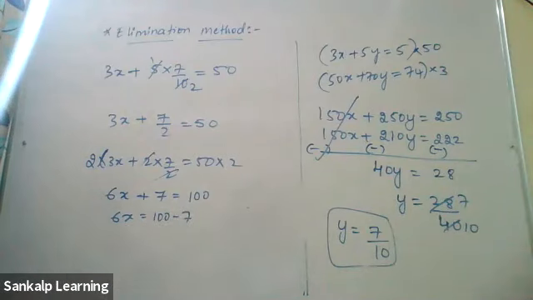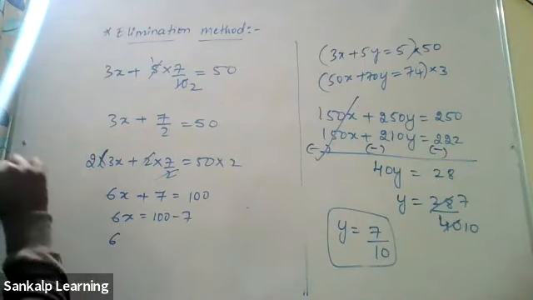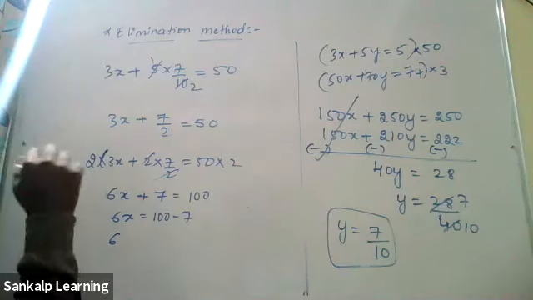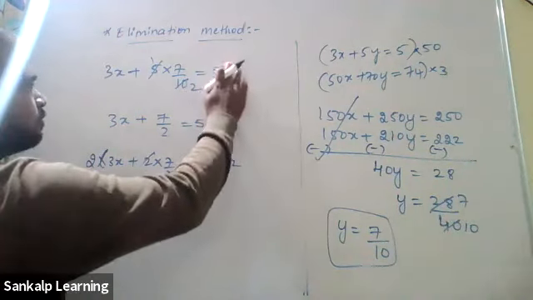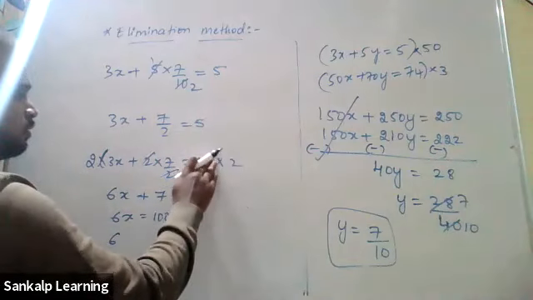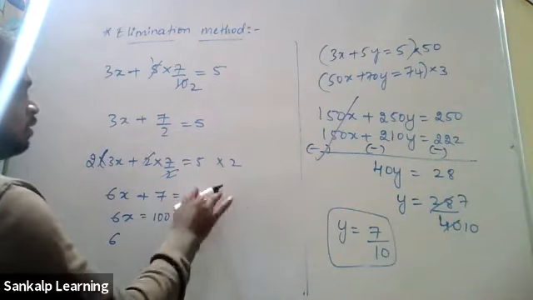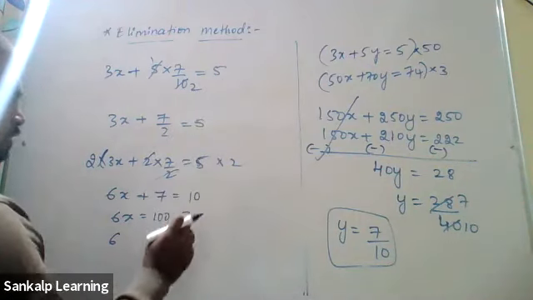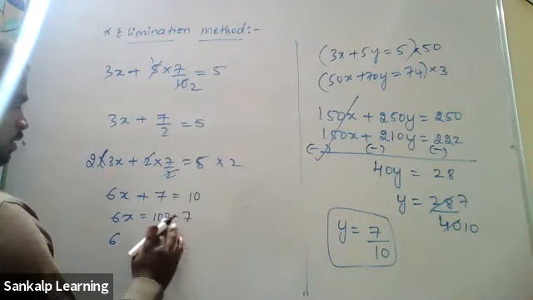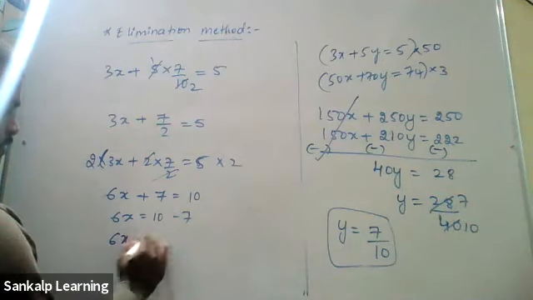Did I make any mistake? Is it correct? Sir, is it minus 1? Okay. It's not 50, right? It is 5. It is 5 over here. That's the mistake I made. It's 5 here. Be careful. It's 5, it's not 50. So 10 comes. 10 minus 7 is 3.